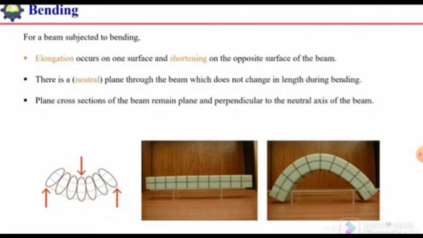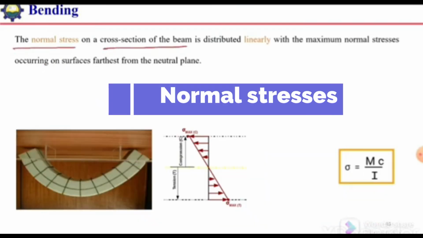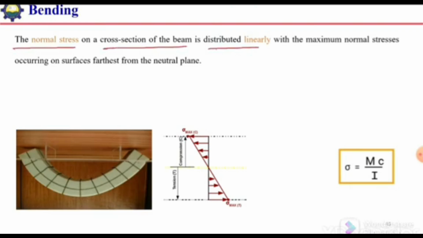So this assumption or phenomenon is used to develop the relation for stresses which are developed during bending. Sigma is equal to My over I, the flexural stress. The normal stress on a cross section of a beam is distributed linearly, with the maximum normal stress occurring on a surface farthest from the neutral plane.